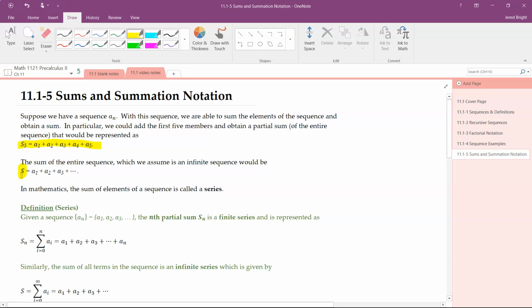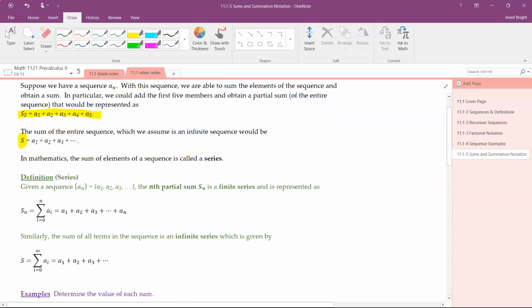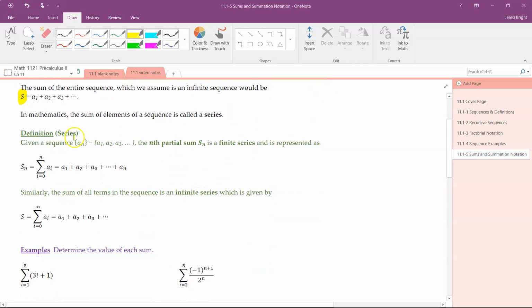If we were to sum the entire sequence, and if we assume it's infinite, then we would just say we have S, okay? When we look at either of these sums and represent them mathematically, we get what we call a series, okay? And so a sequence, remember, I'm assuming it's infinite, and we're just using a slightly different notation with those curly braces in there, but it is just the sequence. If we sum the first n terms, we get what we call a finite series.